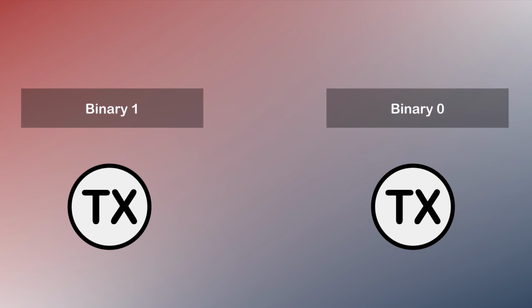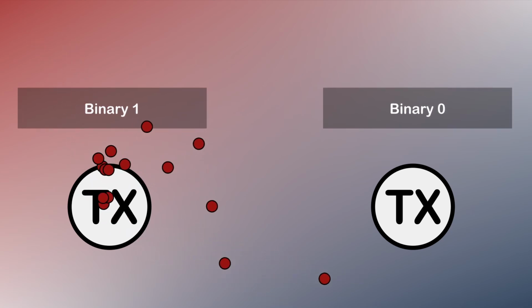The transmitter needs to modulate this binary symbol. This means that it has to create a different transmission depending on the value of the symbol. Let's stick with on-off keying, so the transmitter will release a payload of molecules for binary 1 and release nothing for binary 0.